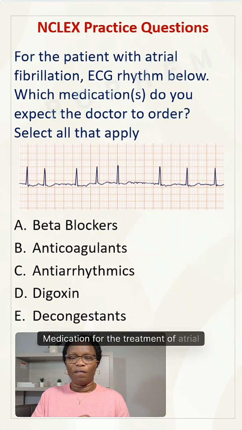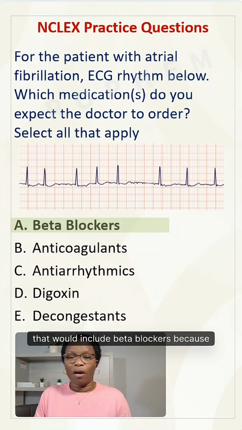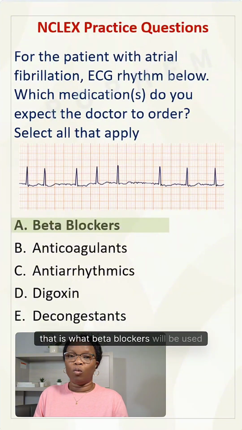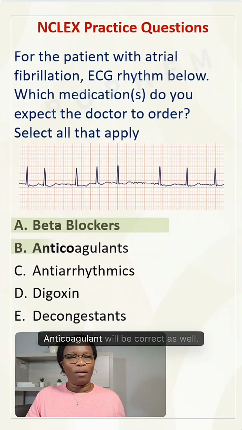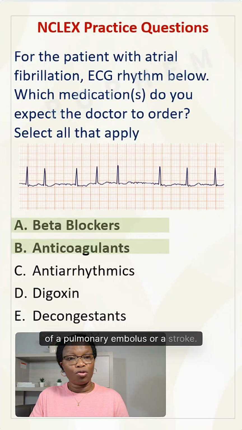Medication for the treatment of atrial fibrillation. Of course, that would include beta blockers because we want their rate to be controlled, and that is what beta blockers will be used for. Anticoagulant will be correct as well. That would be to reduce the possibility of a pulmonary embolus or a stroke.